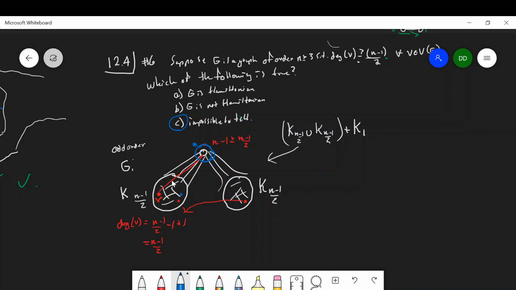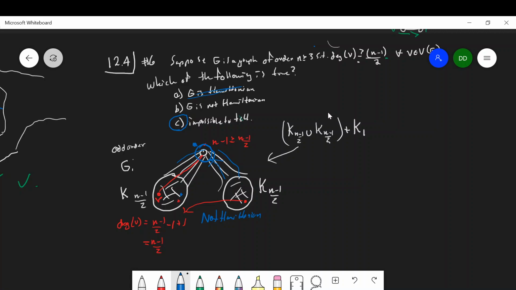Right? I'd have to do all of these. I'd have to come over here and then do all these, and then I'd have to come back at some point. So this is impossible. You can't have a cut vertex. This is not Hamiltonian. And yet it does meet this degree condition. So we can say for sure we can't guarantee that G is Hamiltonian.